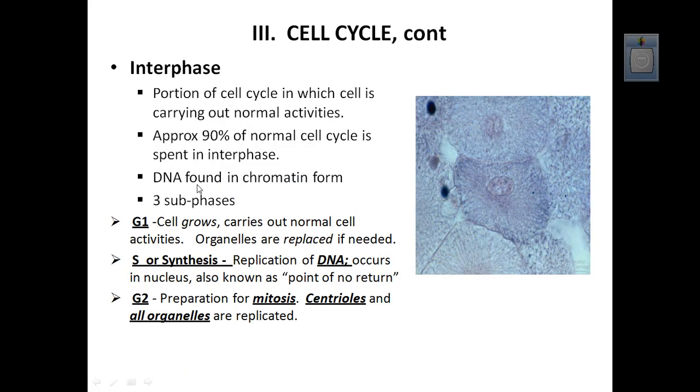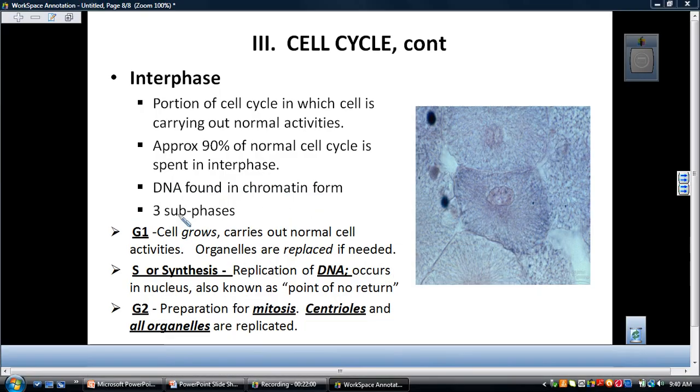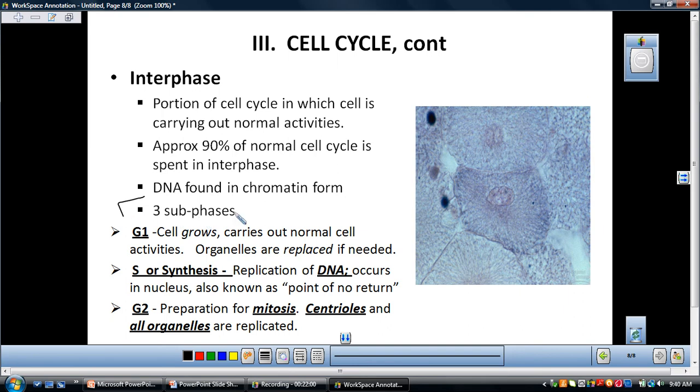All right, going back to this slide, there are 3 subphases of interphase. You can see here G1, S, and G2. G1 is when a cell is not yet dividing. There's no decision, there's no cell signal for it to divide yet. G1 is just a normal growing, active phase where the cell is making proteins, making ATP, and organelles are replaced if they're needed. The cell hasn't gotten a signal yet.